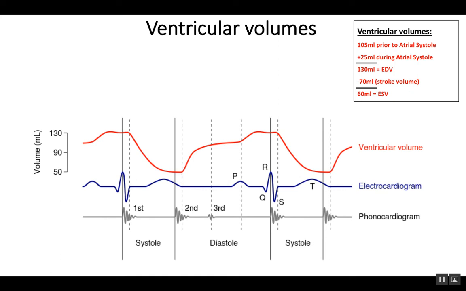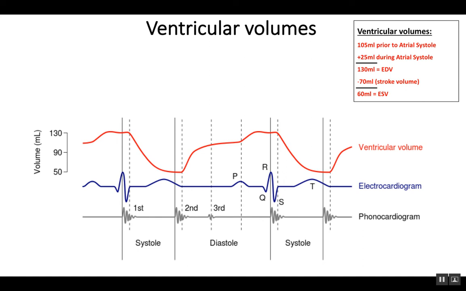Then we enter relaxation. How do we know? The ventricle has repolarized because of a T wave. When that ventricle relaxes, we can begin the refilling process during relaxation to get us back up to 105 again. So from this time point to this time point, we add an additional 45 milliliters to go from 60 back to 105 so we can start a new cycle again at the atrial systole period.